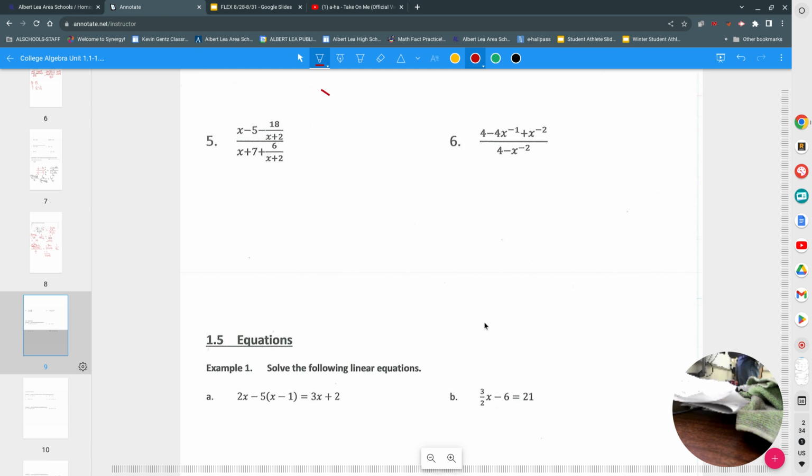I have x minus 5 minus 18 over x plus 2. I'm going to write that x minus 5 over 1. That way I can see I need to combine those 2 fractions together. And in the denominator, I have x plus 7 over 1. I add to that 6 over x plus 2.